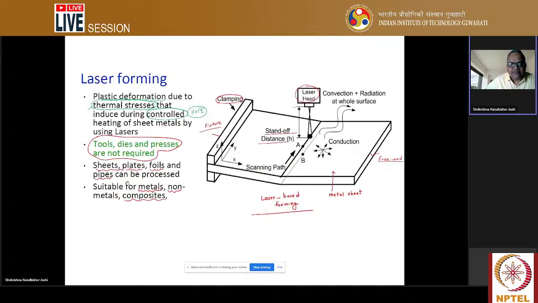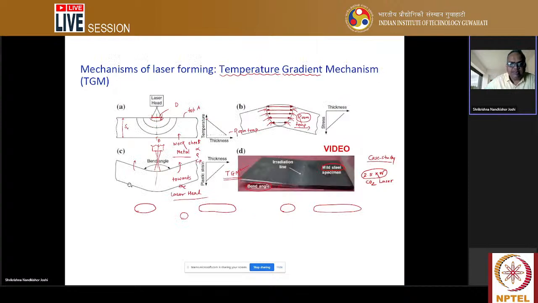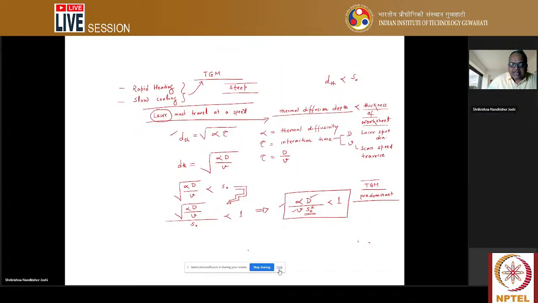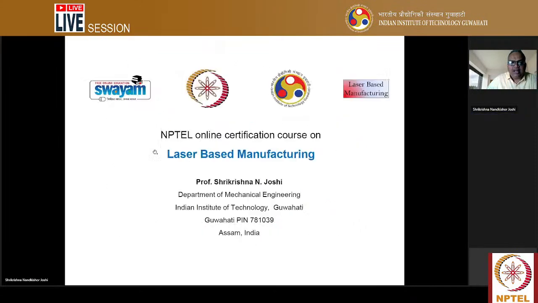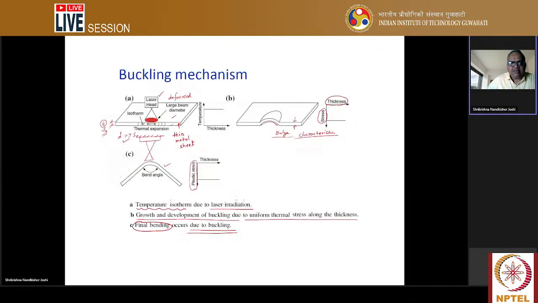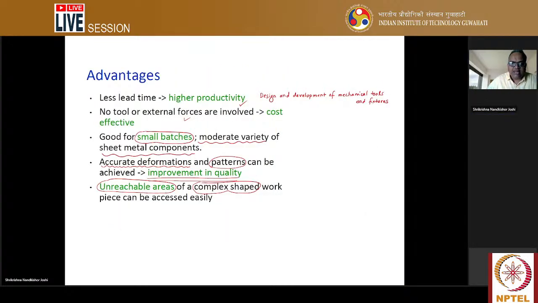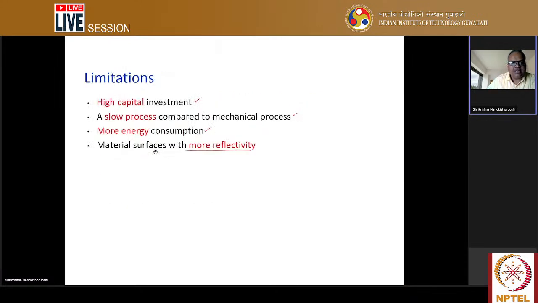The fundamental mechanism of laser forming that we have seen is TGM, that is the temperature gradient mechanism, how it works. We have seen the video of TGM as well, the deformation without touching the workpiece. That's a wonderful thing that we have seen. Then some analytical treatment to find out the diffusion depth and the temperature gradient. Well, after that, we have seen various mechanisms such as buckling and the upsetting mechanism, their usefulness and applications, their comparison as well in detail that we have seen.